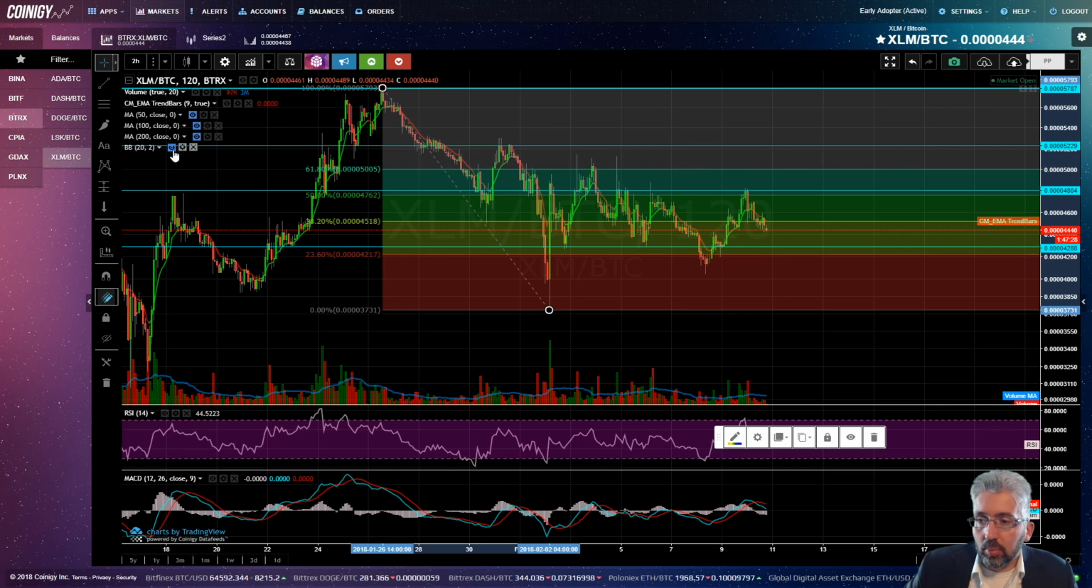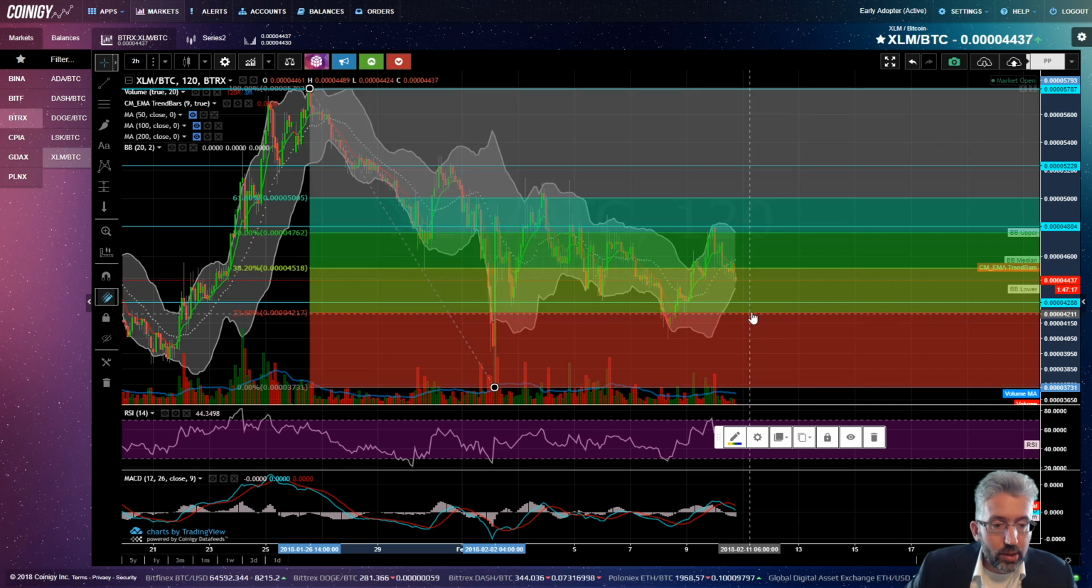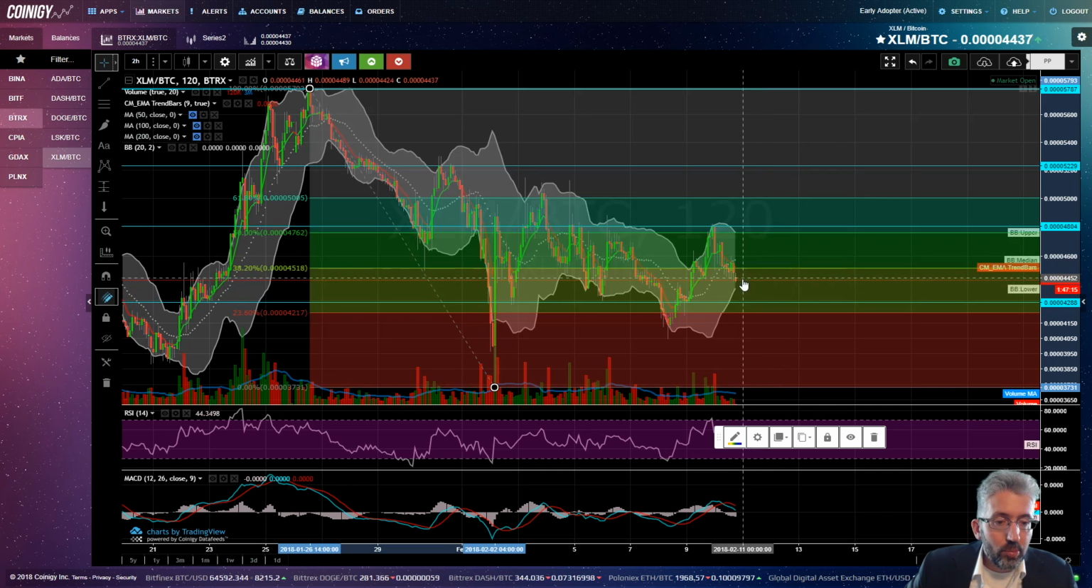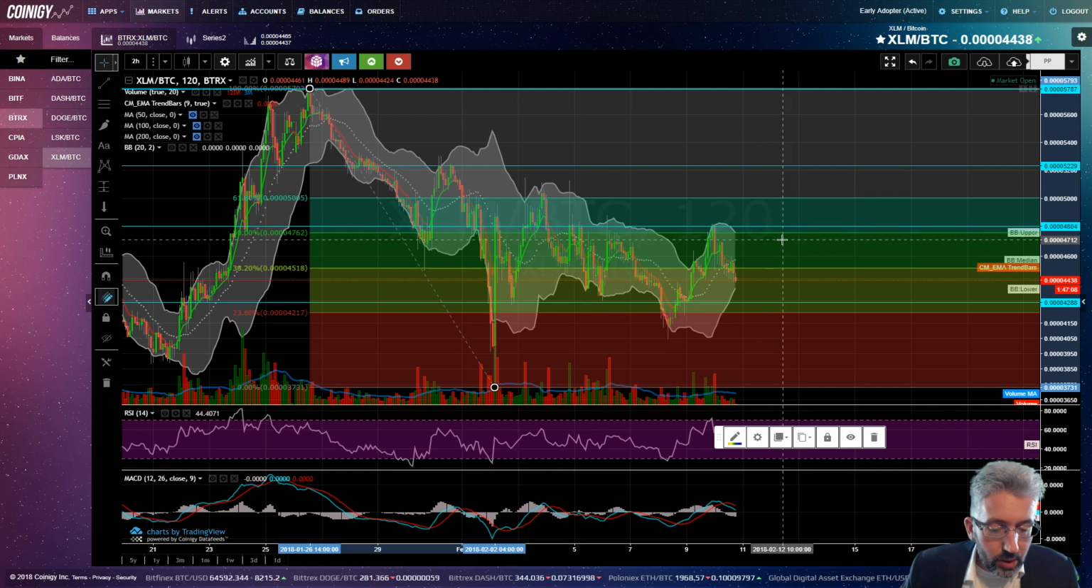If we add Bollinger Bands to this one, as you can see, we are going back into this area in the lower Bollinger Bands, probably trading here in this 3,800 to 2,300 level before we make another run at this 4,800, not dollars, Satoshi level. So I think that's going to be crucial.